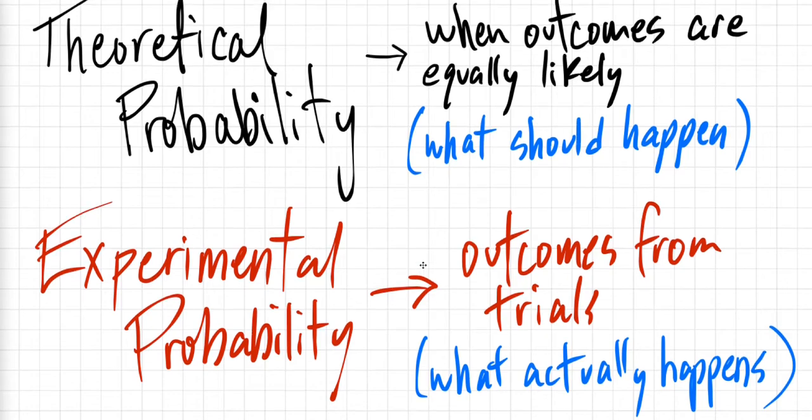Okay, there's two types of probability, and that's what we're going to cover in this section. My guess is you already understand the difference, but maybe you've never really been told the difference. So theoretical probability is what should happen. Experimental probability is what does happen.